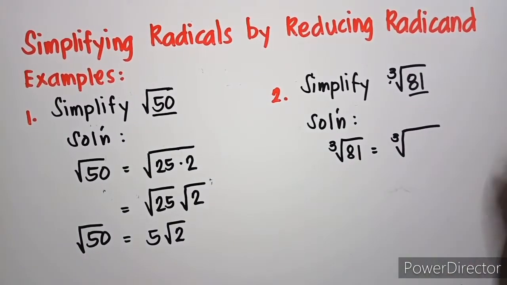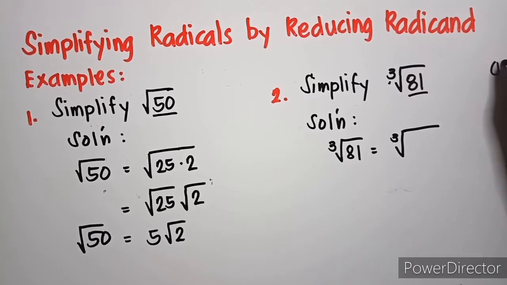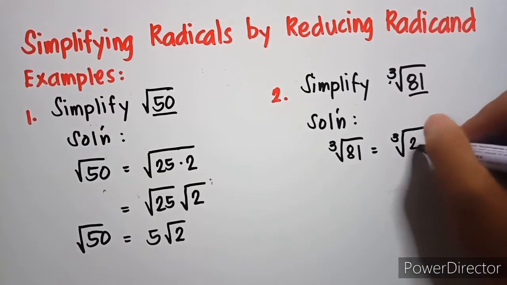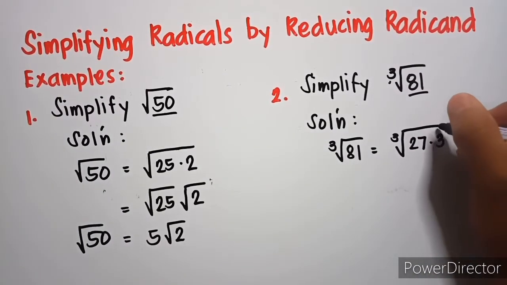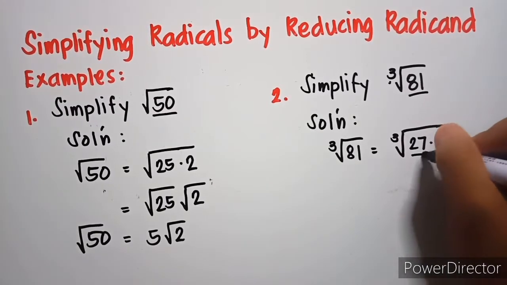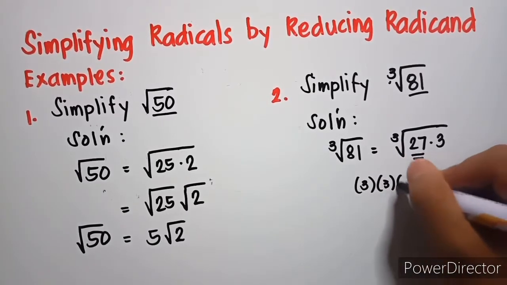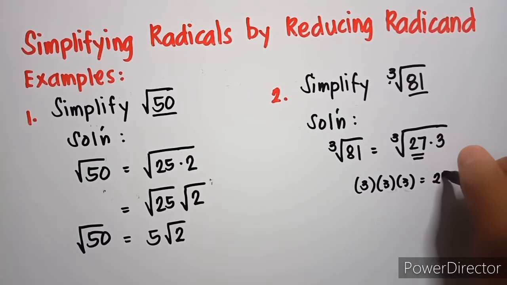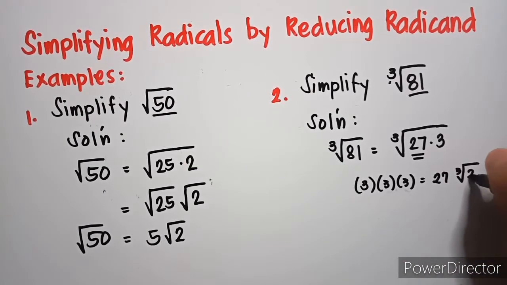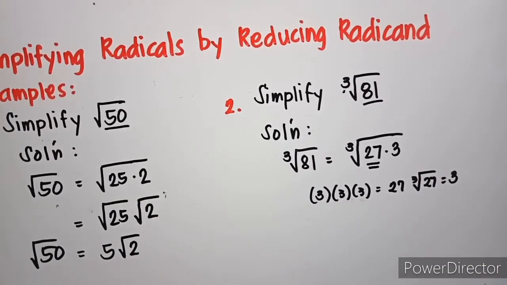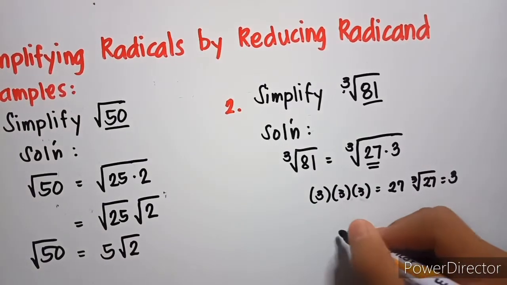So what is the perfect cube that is a factor of 81? The perfect cubes are 1 times 1 times 1, that is 1, then 2 times 2 times 2, that is 8, and 3 times 3 times 3 is 27. 27 times 3 is 81. So 27 is a perfect cube number. Why? Because 3 times 3 times 3 is 27. The cube root of 27 is equal to 3.